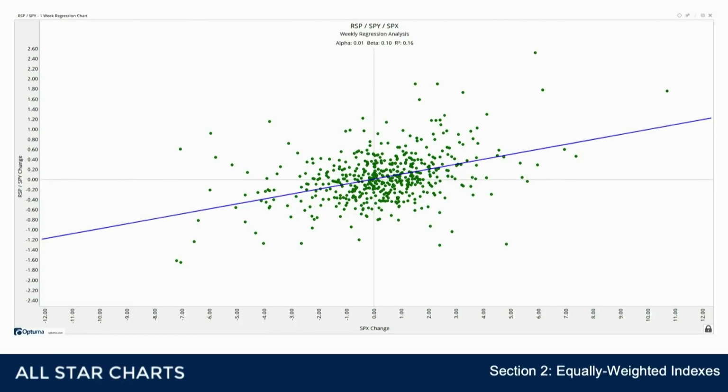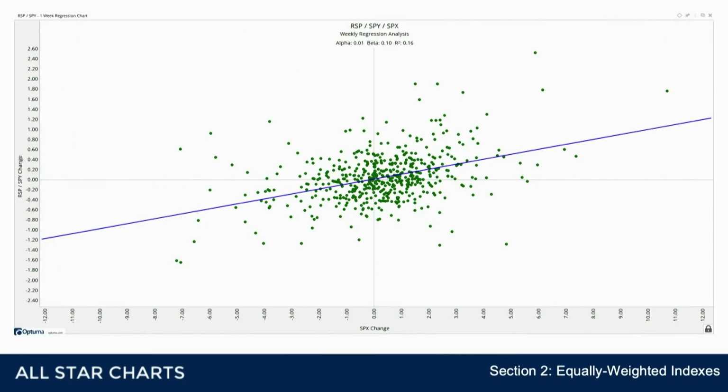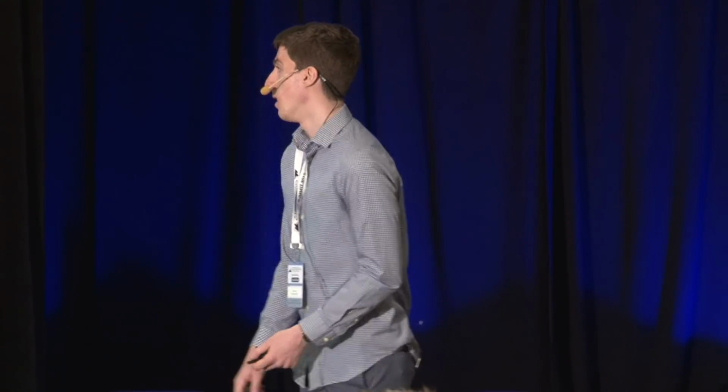I always hear the equally weighted S&P needs to hit new highs, or it needs to be outperforming the cap weighted for the market to go higher on an absolute basis. And I've got to tell you, nothing could be farther from the truth. This is just a weekly regression for as much data as I had, and there's nothing there. There's no relationship. So what the equally weighted index really tells you is, hey, when it's outperforming, there might be opportunities that you're missing under the surface because you're not seeing them at the cap weighted level. So I wish it was as simple as, hey, when this leads, we go higher, but it's really not.